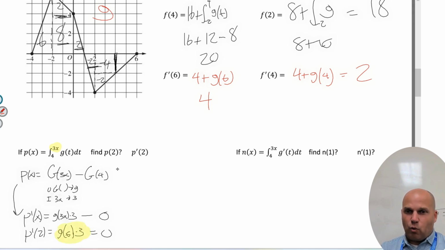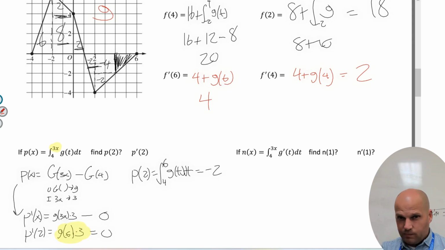Then, what if I ask you what P of 2 is? Well, it's going to be easier to just plug in 2 and get the accumulation from 4 to 6. Going from 4 to 6, it's just going to be this area here, which is going to be negative 2. Great. Oh, curveball again.